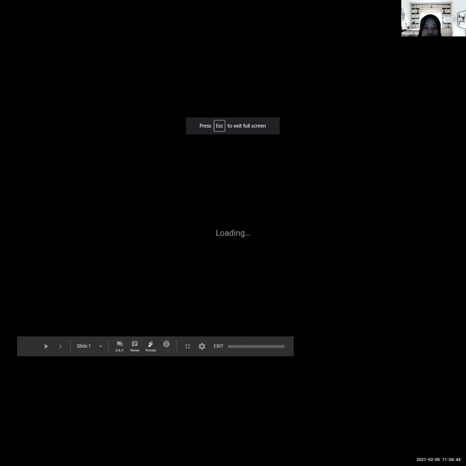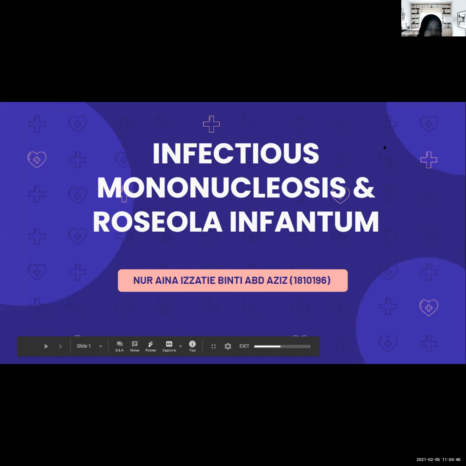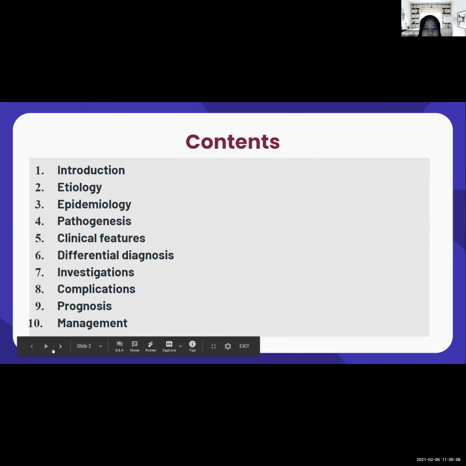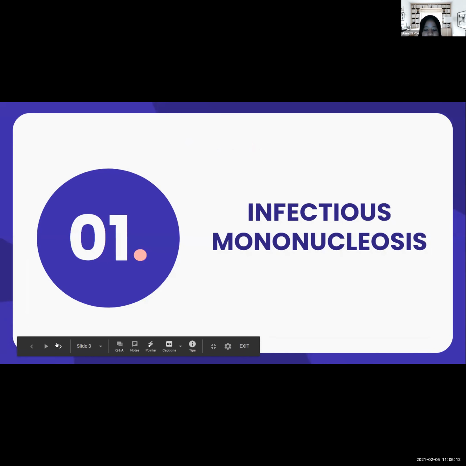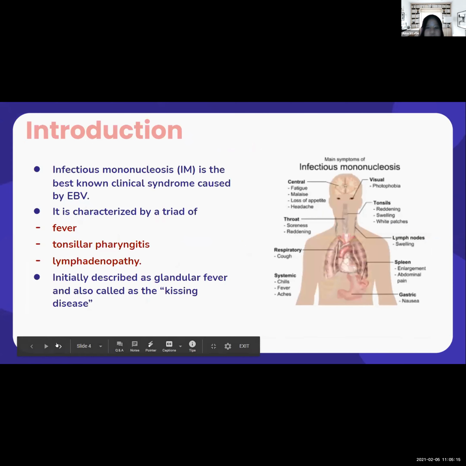Assalamualaikum warahmatullahi wabarakatuh. We start today's session with Umul Kitab Al-Fatihah. Okay, so my name is Nur Aina Izzati binti Abdul Aziz, and I will start today's virology seminar with the topic of infectious mononucleosis and also Roseola infantum. So this is the content for my presentation for today for both topics. Next, we will start with infectious mononucleosis first.